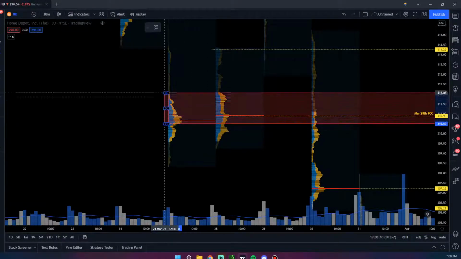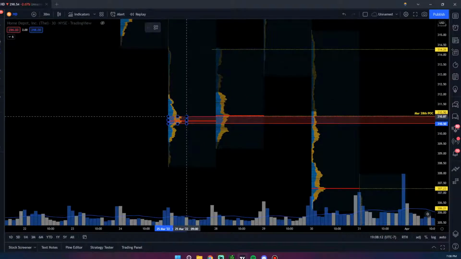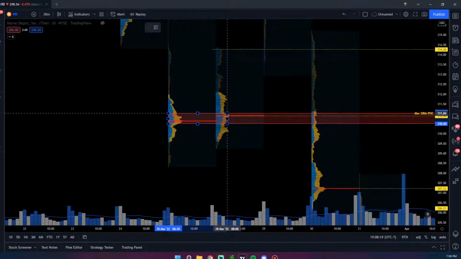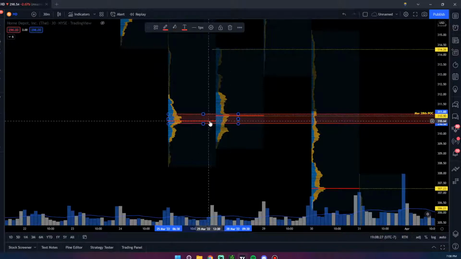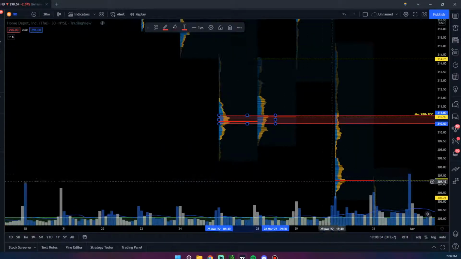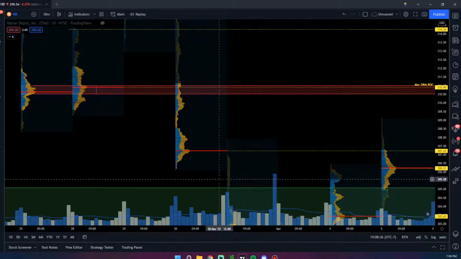Like if I was just doing this POC here, I would grab up to here. That's where the majority of the volume is on this volume shelf. But since I'm going to incorporate both of these here, I would go to this line here on my volume profile to incorporate the most volume for both of these days here. And then I come down to this one.